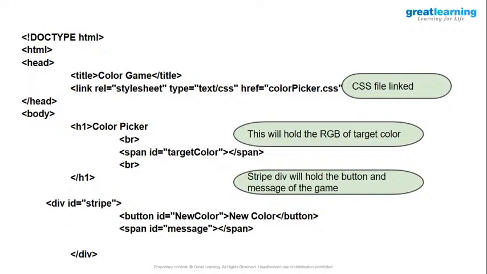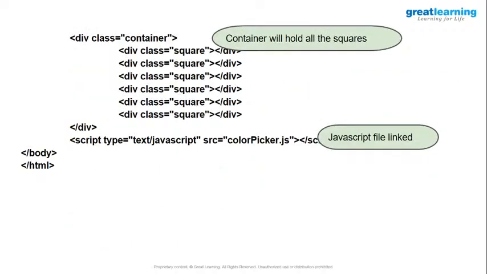So there is a header, and then there is a div, the stripe, and then there is a class container. Why I have put a class for all these squares?